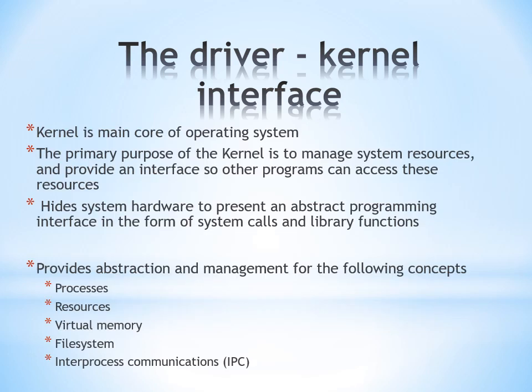Okay, so the kernel is the main core of your operating system. The primary purpose of the kernel is to manage your system resources and provide the interface so that other programs can access these resources. This is the hardware, presenting an abstract programming interface in the form of system calls and also library functions, so they hide the details. We will see more detail later on the operations in the kernel part of the operating system from the system perspective view. They provide abstraction and manage concepts such as processors, resources, virtual memory, file system, IPC and so on.